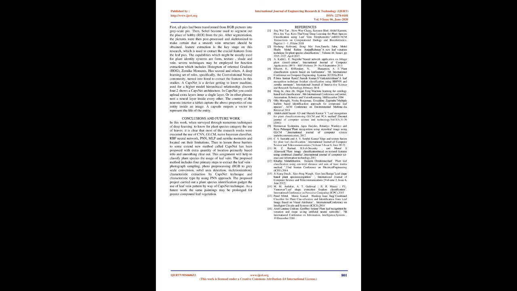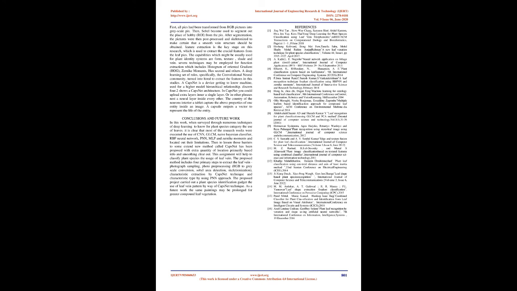Feature extraction is the key stage in this research, which is used to extract the crucial features from the leaf images. The features that are usually used for plant identification systems are shape, texture, color, and vein. Several techniques can be employed for feature extraction, which include histogram of oriented gradient, HOG, Zernike moments, and others. A deep learning algorithm, specifically the convolutional neural network, was used to extract the features in the study. A CapsNet is a machine learning system, used for a better model hierarchical relationship.